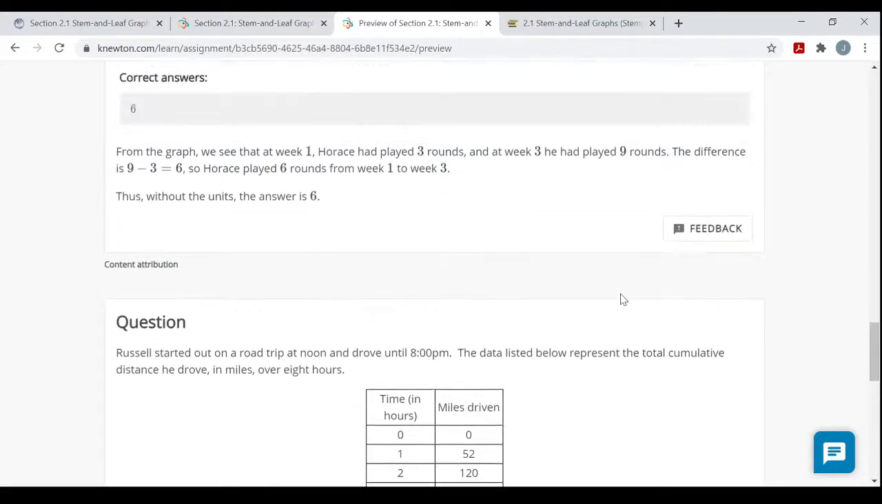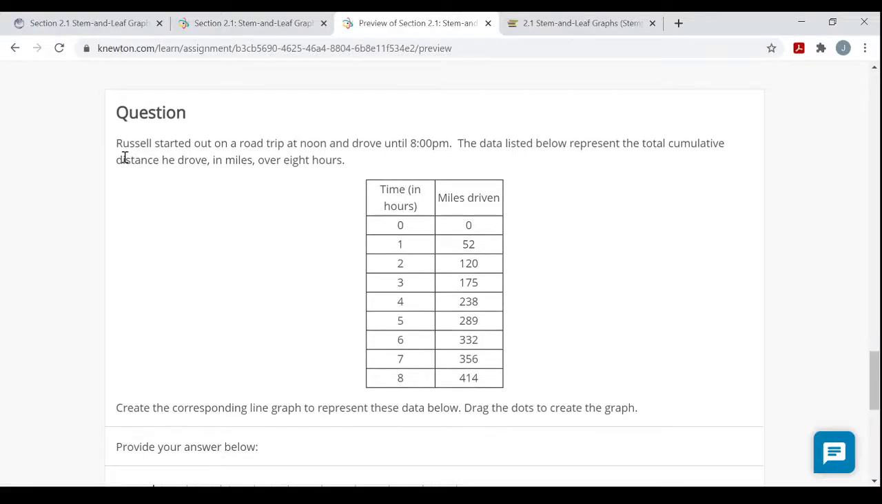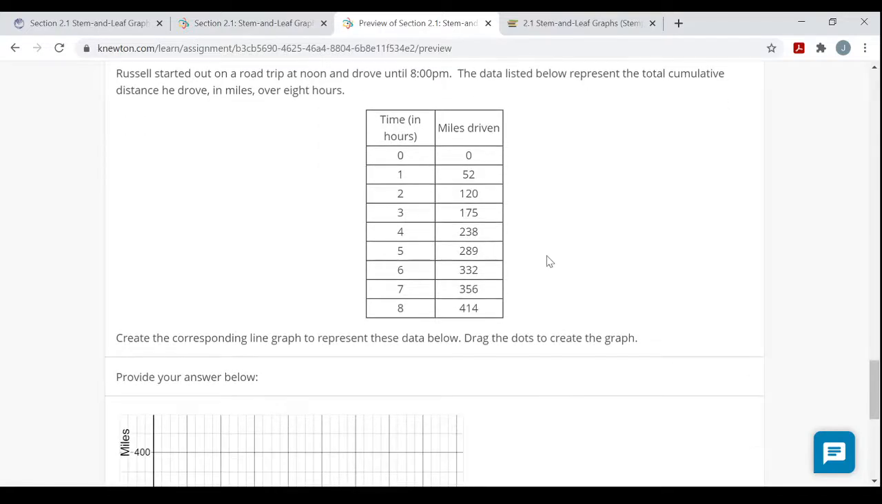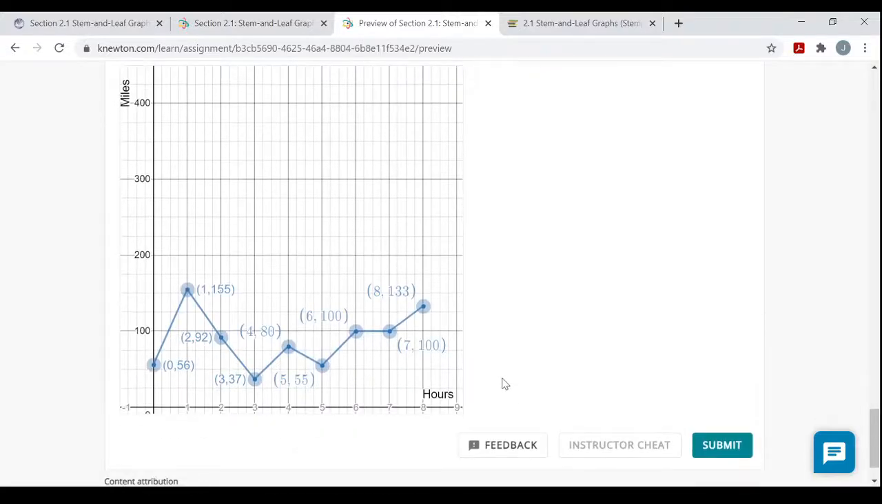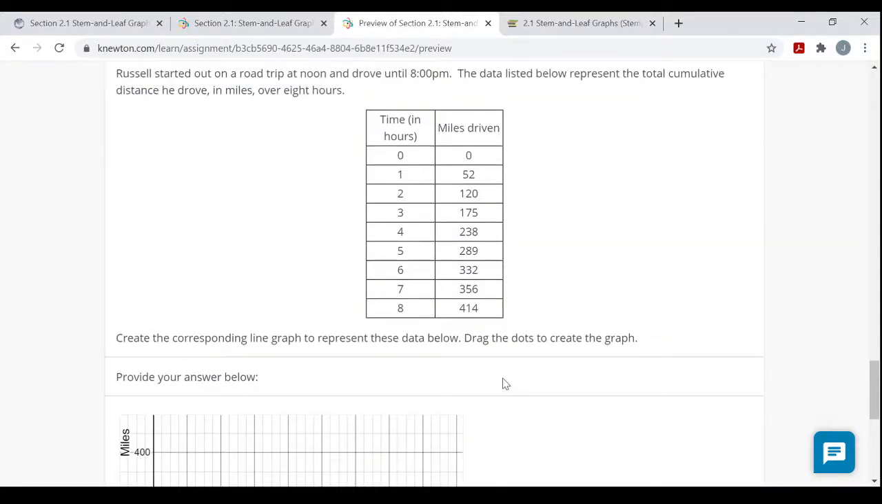All right. So here, Russell started out on a road trip at noon and drove until 8 p.m. The data listed below represent the total cumulative distance. So I'm keeping that in mind. He drove in miles over 8 hours. So they're asking us to create the corresponding graph. Now you can do this by hand. You could draw by hand if you wished.